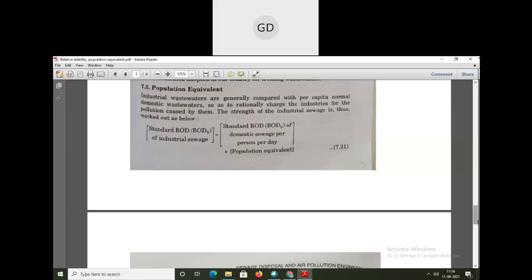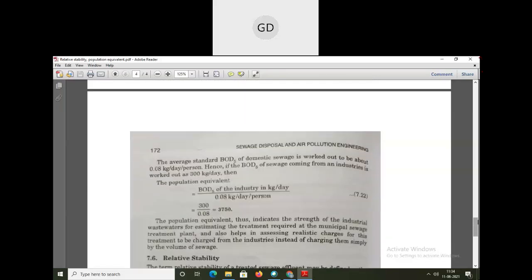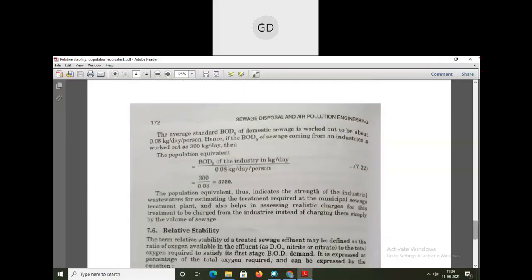So this is the formula for the standard BOD of the industrial sewage: the standard BOD of domestic sewage per person per day multiplied by the population equivalent. The average standard BOD of the domestic sewage has already been worked out as 0.08 kg per day per person. This 0.08 has already been worked out for the average standard BOD of the domestic sewage.